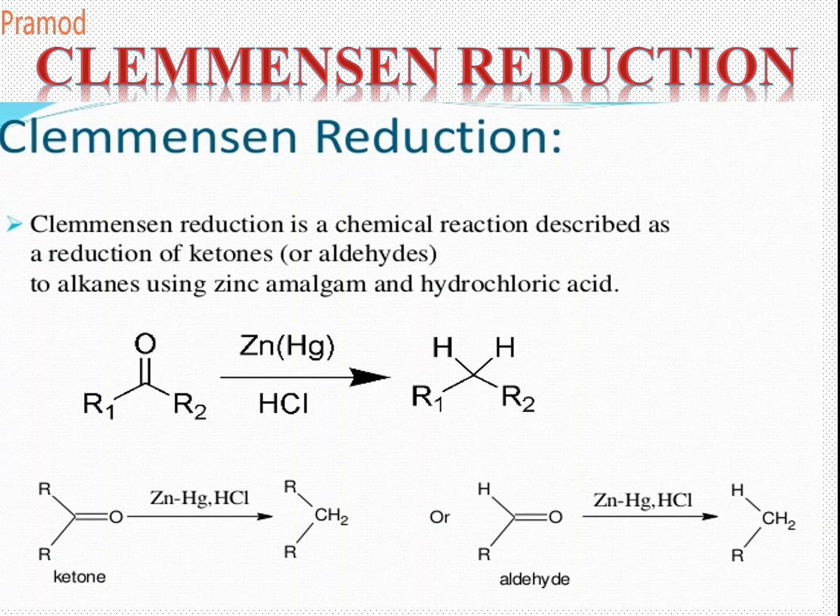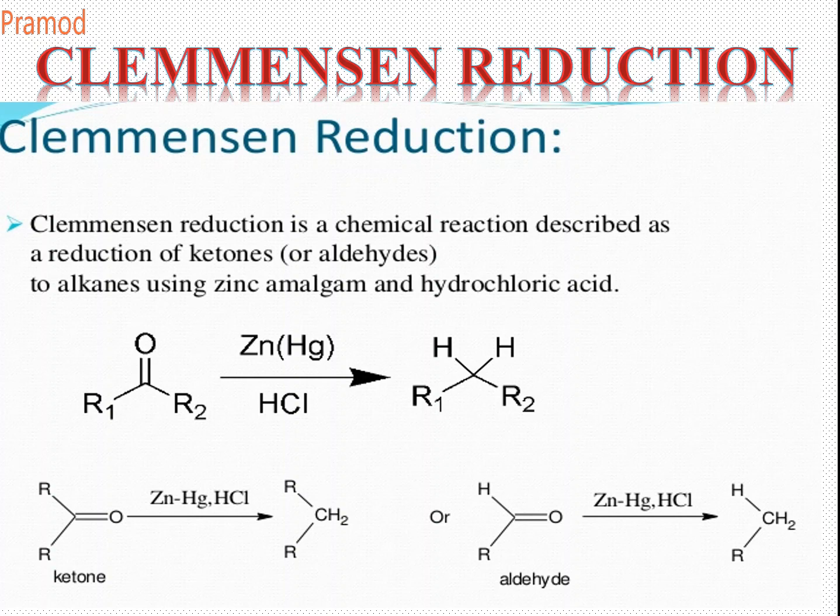So what is this reaction? Clemmensen reduction is a chemical reaction. It's a reduction of aldehydes and ketones to an alkane using zinc amalgam and HCl. So the condition is very much important to be remembered. So what is Clemmensen's reduction? Clemmensen's reduction is nothing but conversion of your aldehydes or ketones into its corresponding alkanes using your zinc amalgam, that is zinc and mercury combination in presence of HCl. Okay, so this is used for conversion of aldehydes and ketone into its corresponding alkanes.